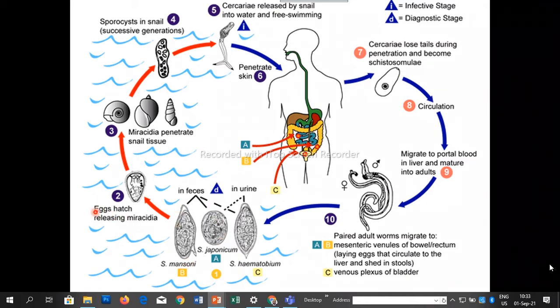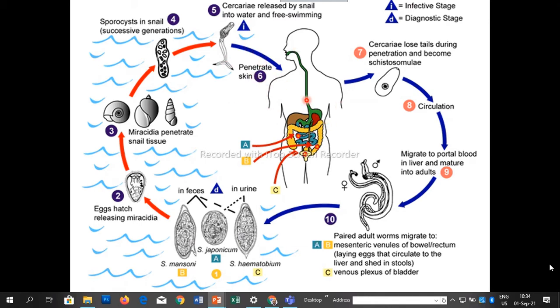Then in water, eggs will hatch and release miracidia. The miracidium is a larva that will swim in the water and penetrate the snail. Then within the snail there will be some morphological development, such as sporocysts in the snail. Successive generations will occur. Then we get what we call cercariae, which are competent to swim and which can penetrate the skin of a human being.